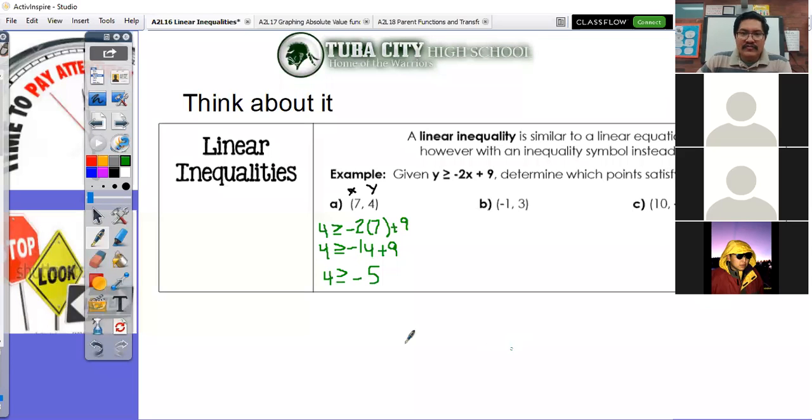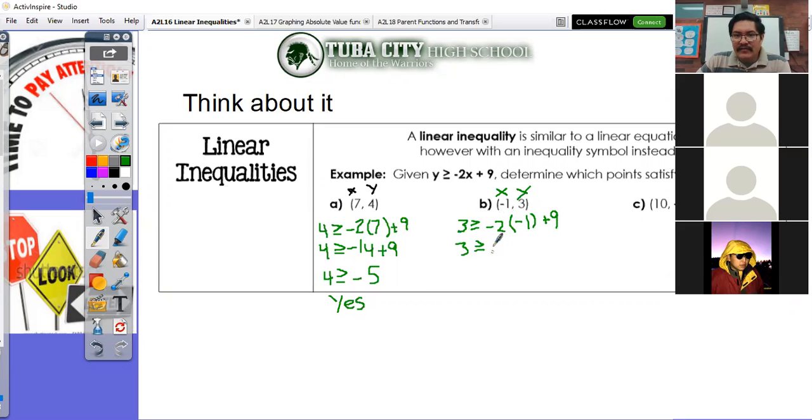And is this true? Well, yeah, positive numbers are always greater than negative numbers. So yes, this is a solution. This ordered pair fits into a workable solution. Now let's go ahead and do the next one. Again, we have our x and our y, and we don't need to do this every single time. As long as you know where to put the y and the x, negative 2, and it's the same one, we're just using different numbers, same equation, different numbers.